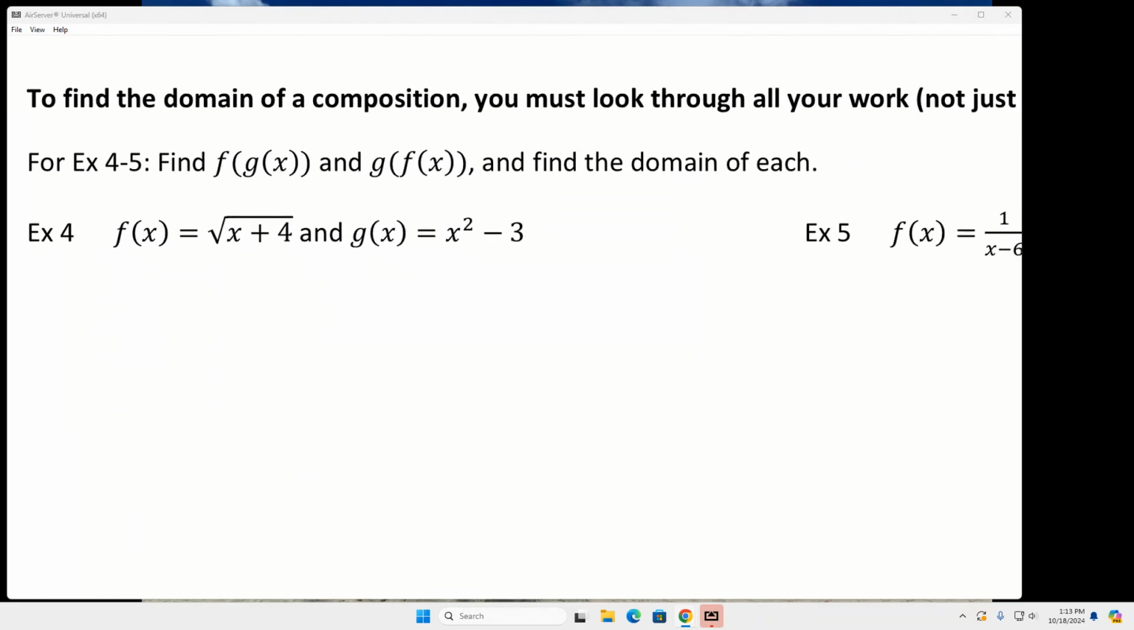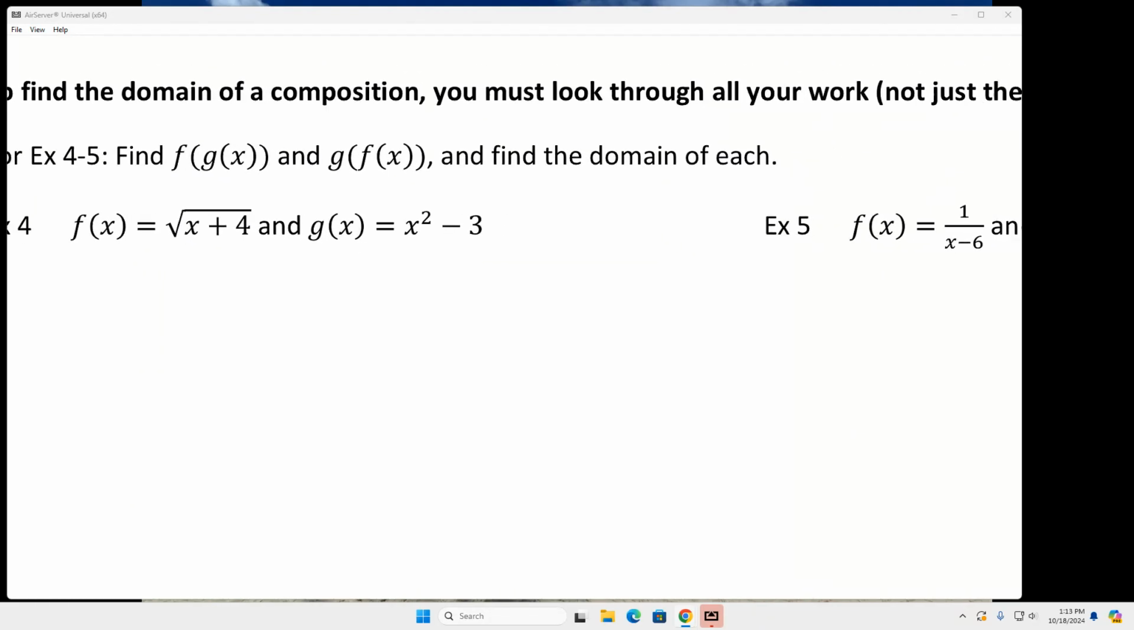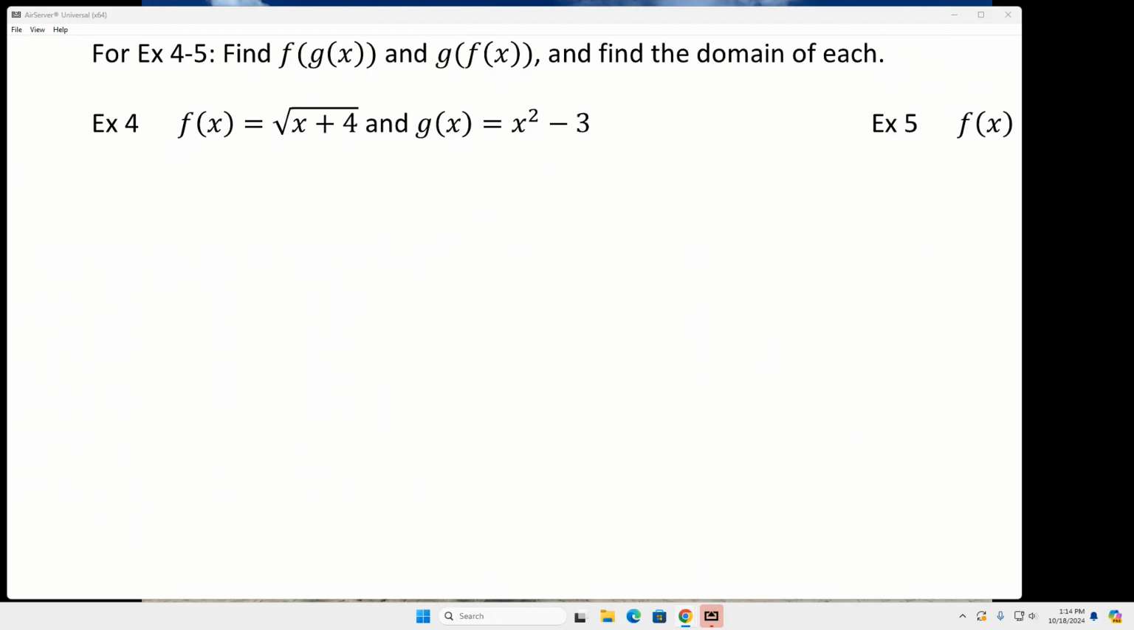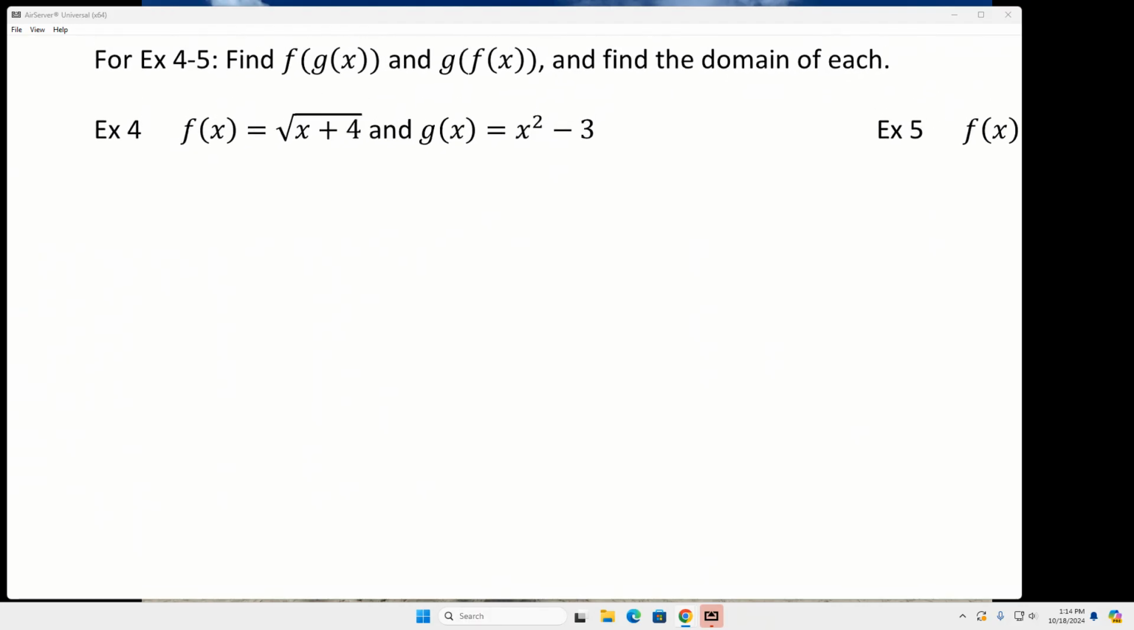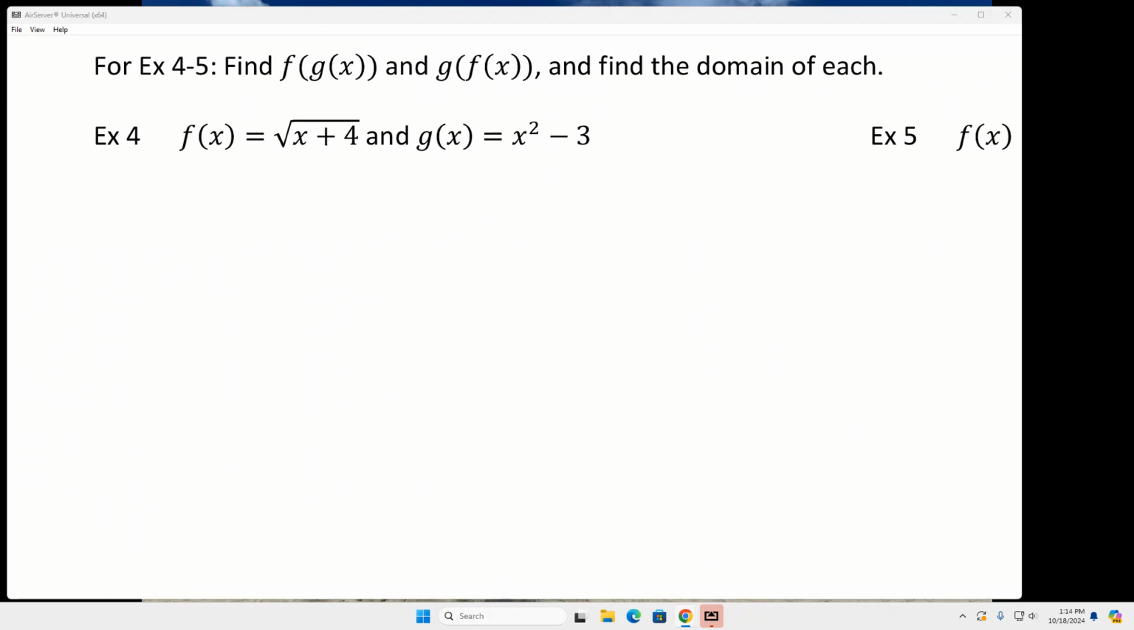So one thing to remember about the domain is you cannot just look at the final answer. You have to look at all of your work that you did for the whole problem to figure out the domain. All right, so let's just get started. So on example 4 and 5, we're going to find f of g of x and g of f of x, and we're going to find the domain of each of those.